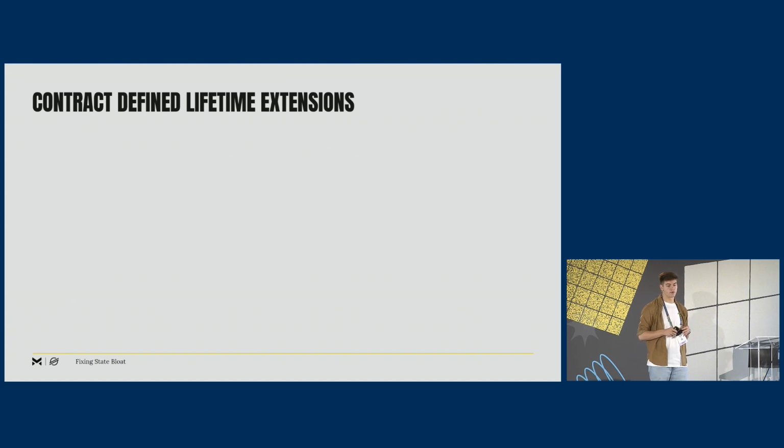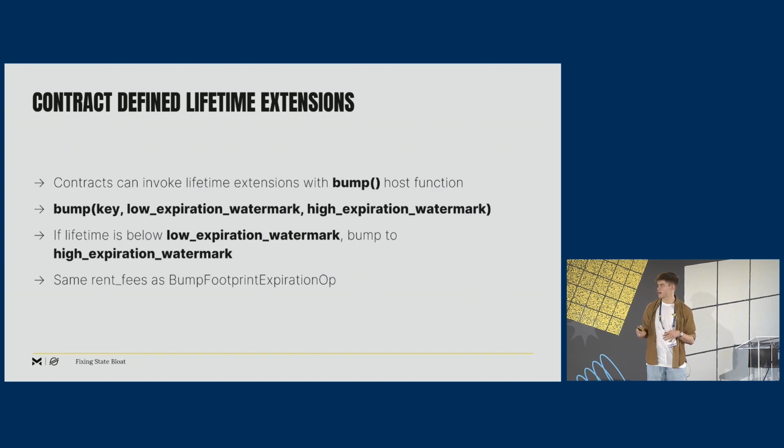So we have an operation for restoring and an operation for lifetime extension. In addition to this operation, we also allow smart contracts to define lifetime extension behaviors natively in the code. To do that, you can use the bump host function. The bump host function interface looks as follows. First, it takes the key that you're bumping, the ledger entry, then a low expiration watermark, followed by the high expiration watermark. All this does is if the current entry's lifetime is below that low expiration watermark, it will be increased up to that high expiration watermark.